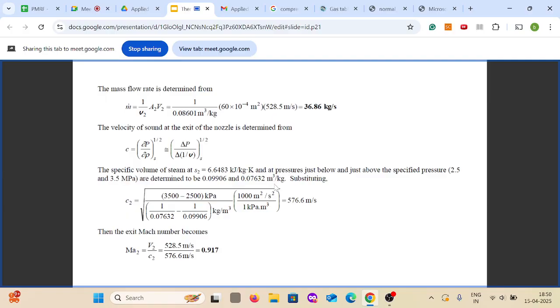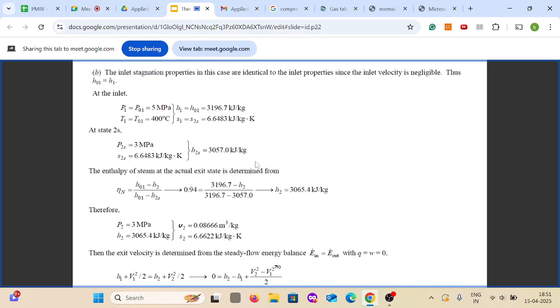So substituting the values, C, the speed of sound, is root of 3500 minus 2500 kilopascal divided by 1 by 0.07632 minus 1 by 0.09906, multiplied by 1000 to convert it into Pascal, which comes out to be 576.6 meters per second. Now we can find out the Mach number, velocity by speed of sound. So velocity is 528.5 meters per second divided by the speed of sound, 576.6 meters per second. It comes out to be 0.917.